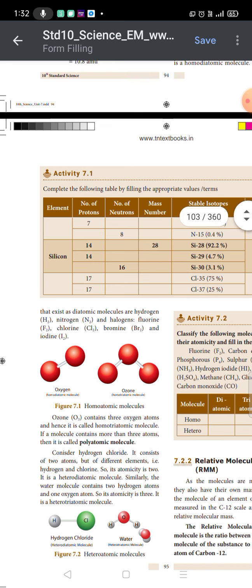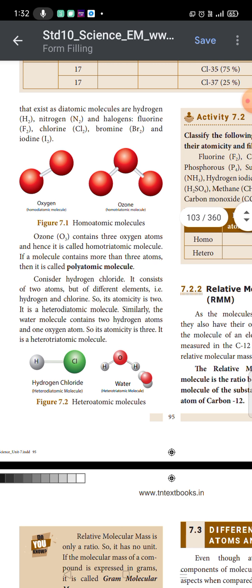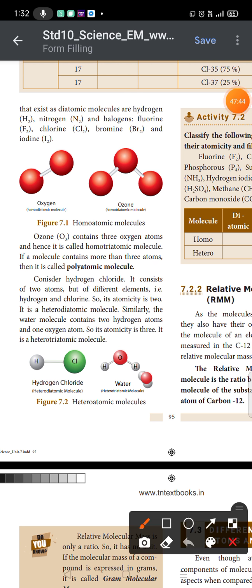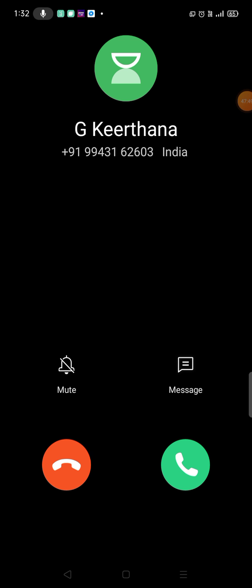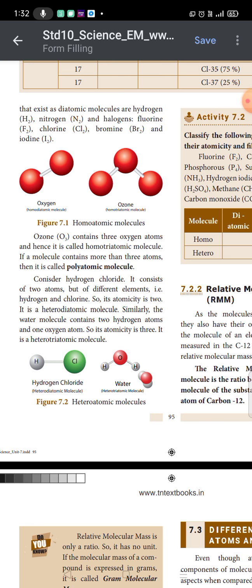In the case of ozone, it contains 3 oxygen atoms, and hence it is called a homotriatomic molecule.